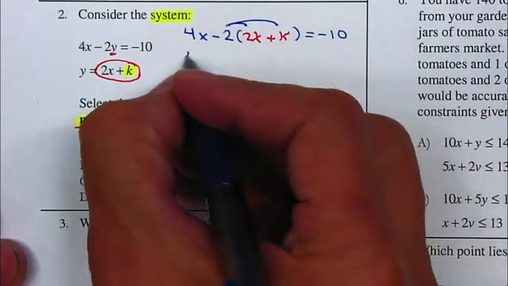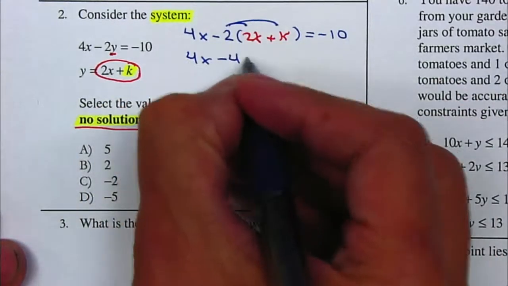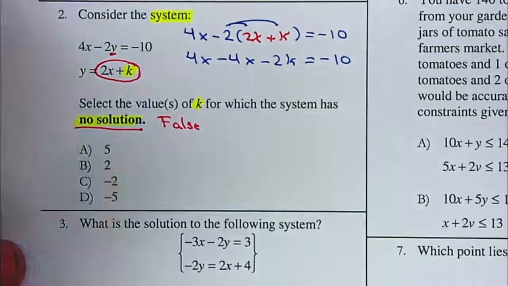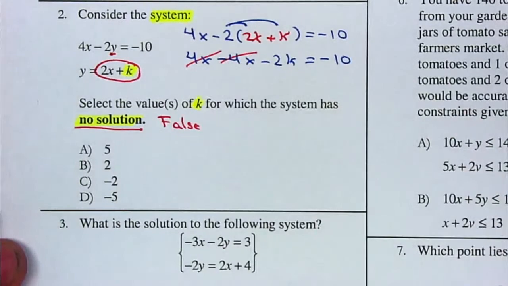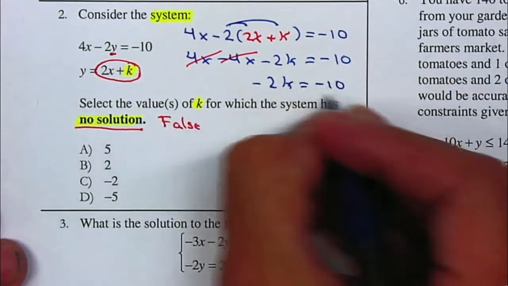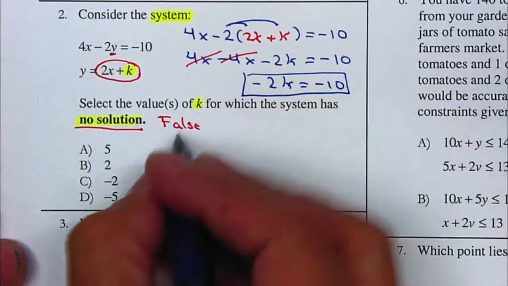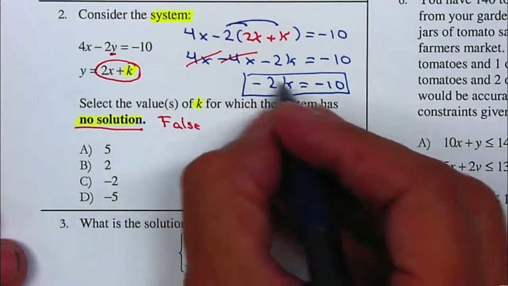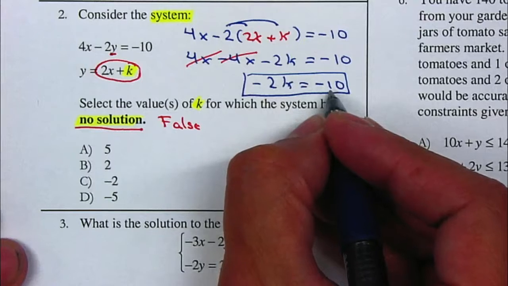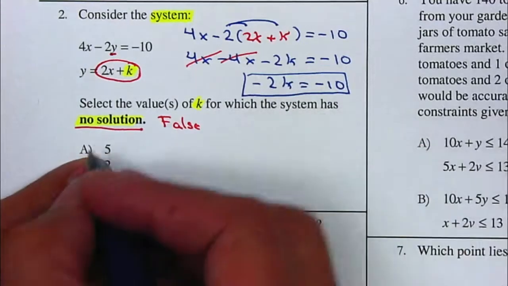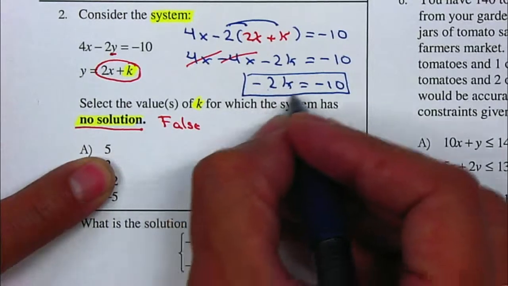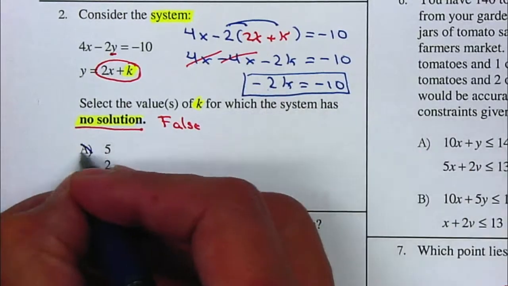Distributive property: 4x minus 4x minus 2k is equal to negative 10. The x's cancel out. I have negative 2k is equal to negative 10. Remember, we're looking for a false statement. So we don't want this value to be negative 10, because that will give me a true statement. If I plug in a 5, that'll be negative 2 times 5, which is negative 10. We don't want it to be negative 10, because we want it to be false.